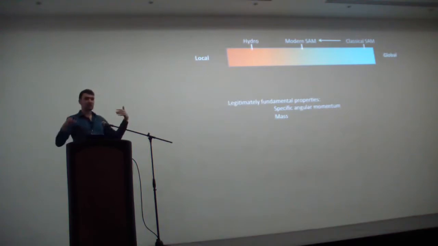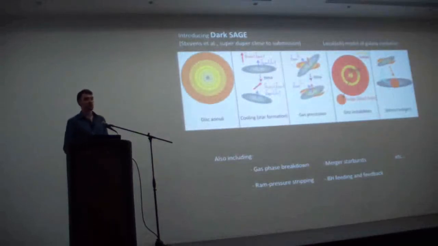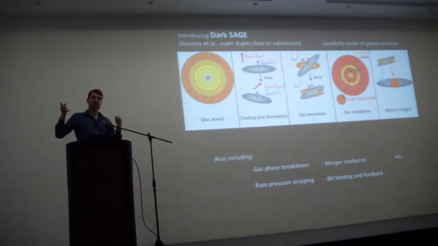Right, so if you want to put all these pieces together, you end up coming up with Dark Sage, which is a semi-analytic model that I've developed. What I've done is taken Sage and heavily modified this code, and I'm more interested in disks because they're prettier or something, I guess.